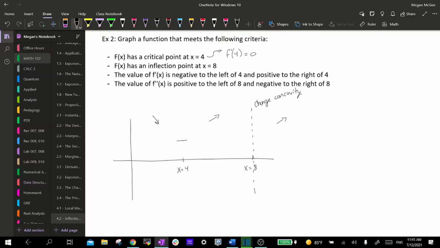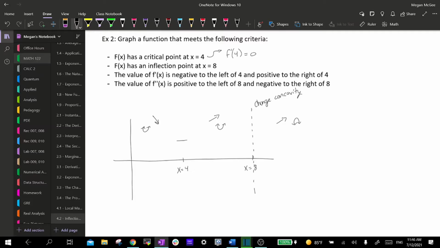And our second derivative, this is our concavity. It's positive to the left of 8 and negative to the right of 8. So a positive second derivative means that we are concave up. So we have concave up to the left of 8, even over here. And we are concave down to the right of 8.